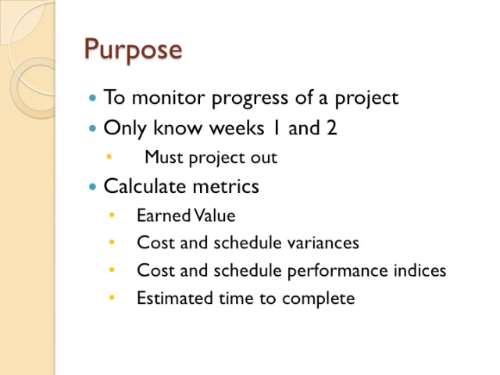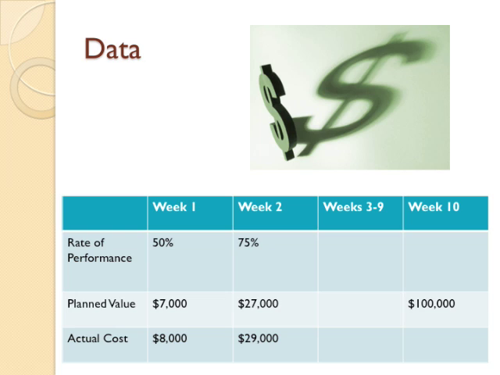The metrics we plan to calculate are earned value, cost and schedule variances, cost and schedule performance indices, and estimated time to completion. This information was provided to us. In week 1, the rate of performance was 50%. Rate of performance is the ratio of actual work completed to the percentage of work planned to be completed. The planned value of the work for week 1 was $7,000 and the actual cost of the work was $8,000.